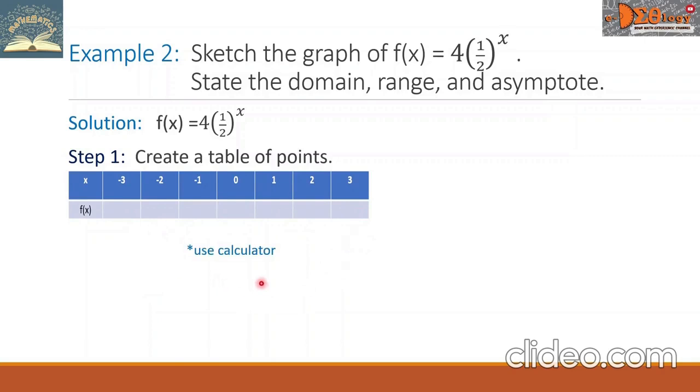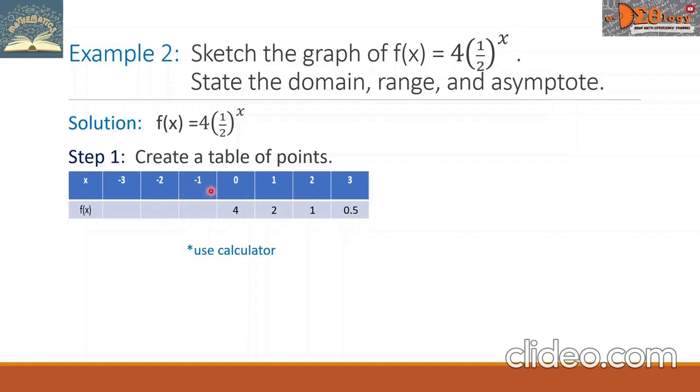We can use a calculator here. Let's begin with when x equals 0. We substitute this 0 for x, then we will get the value of f of x. So, f of x when x is 0 is 4. What about when x is 1? f of x is 2. When x is 2, f of x is 1. When x is 3, f of x is 0.5.